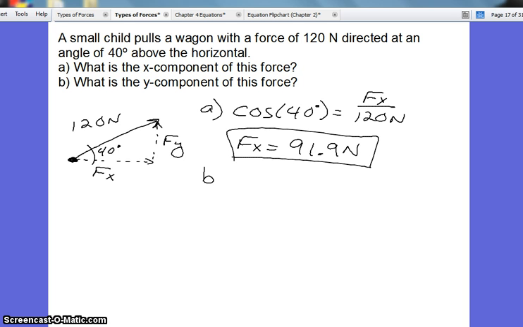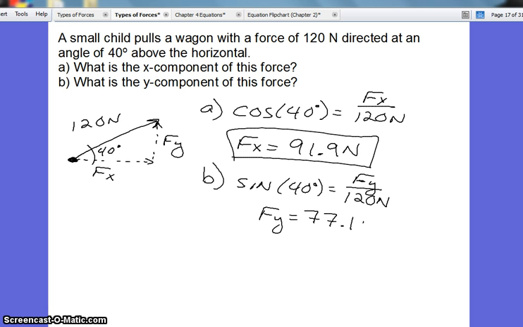Then for letter B, we want to find the opposite side, and we of course know the hypotenuse side, so using SOHCAHTOA, opposite and hypotenuse is sine. So the sine of 40 degrees is the opposite, which is our y component, divided by our hypotenuse, which is 120 newtons. Multiply each side by 120 newtons, and we get the y component to be 77.1 newtons.